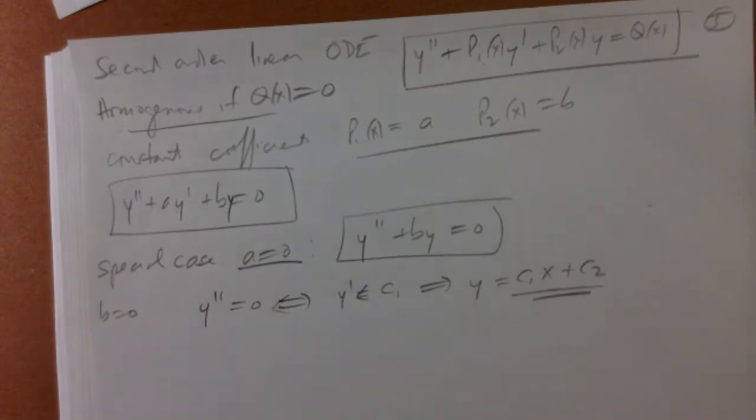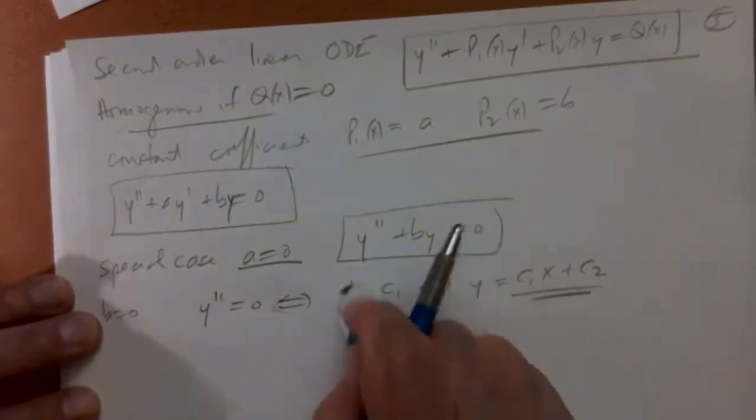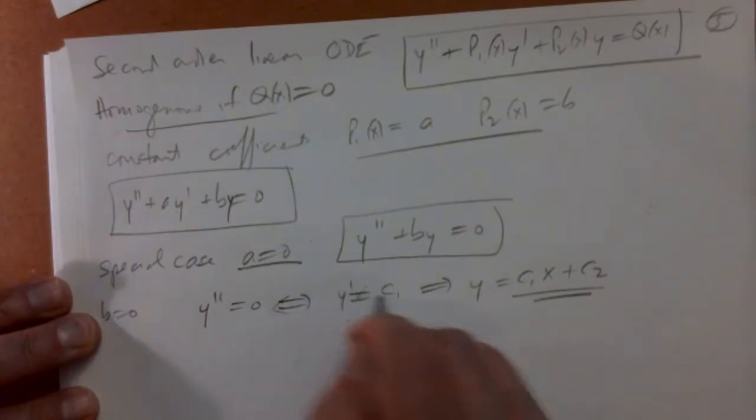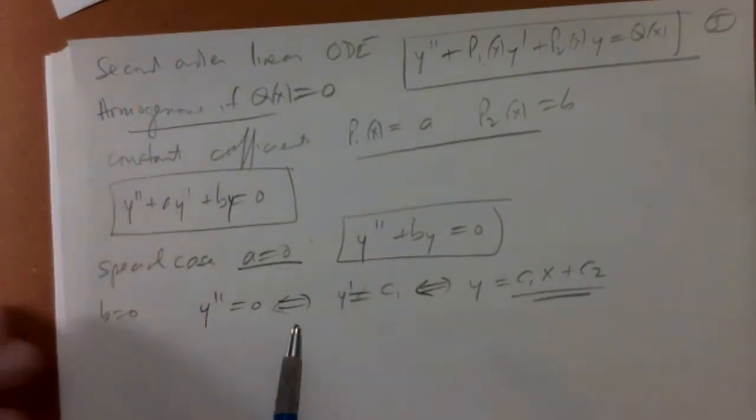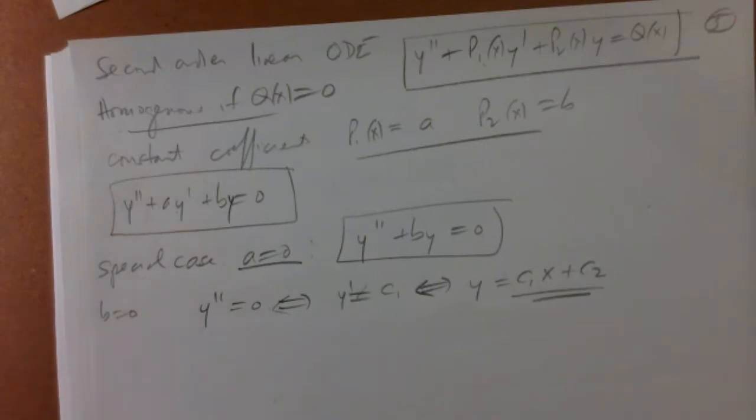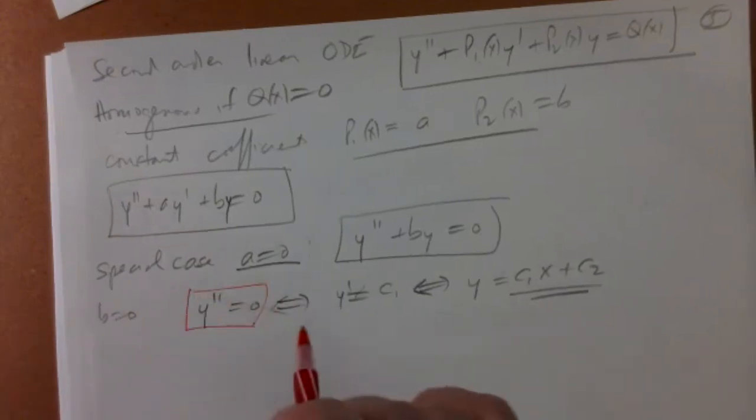Oops. So this is really an if and only if statement. So we just found all solutions in the case y double prime equals 0.